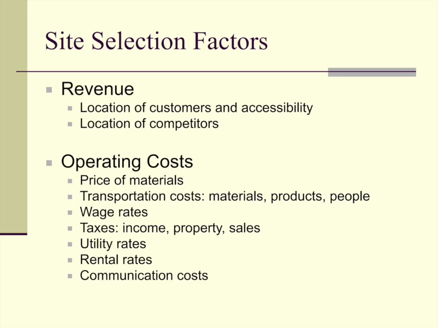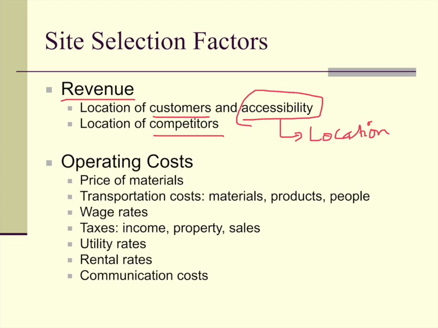Why do we go to the site selection? We have the reasons here: revenue, location of customer, accessibility, and location of competitor. That is talking about the revenue, how our company survives. So we focus on customers and competitors. And talking about accessibility, accessibility means the location.